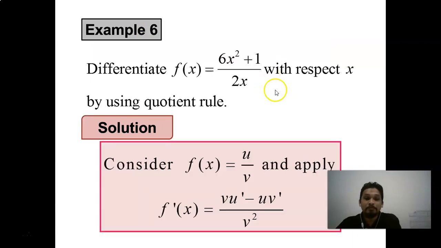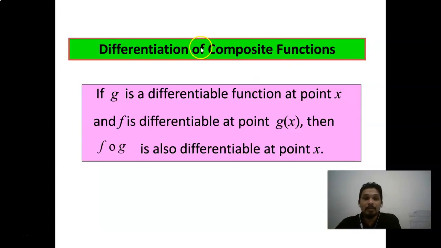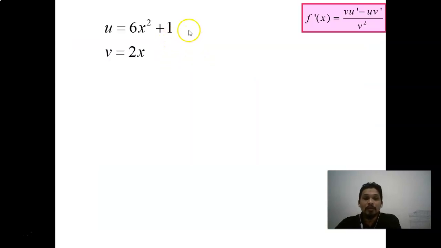So now, consider this as our u and 2x as v. Okay, u equals 6x squared plus 1, so then u prime equals 2 times 6, equals 12x, and then differentiating 1 gives 0, and v prime equals 2.